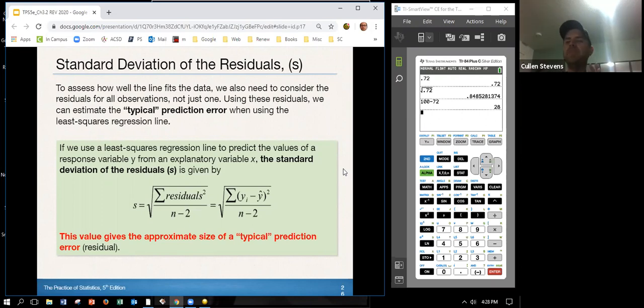Now, where did we hear typical before? We heard that in standard deviation. Standard deviation is the typical amount that an entry can vary from the mean, right? So if we take a look at S, it's the standard deviation of the residuals. So what's the typical amount that we have for a residual? And remember, a residual is the error between the prediction and the actual. So this is really the typical error. So the standard deviation of the residuals, or S, is the typical prediction error.